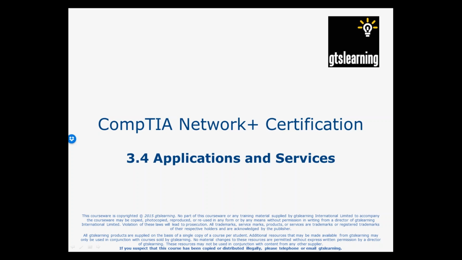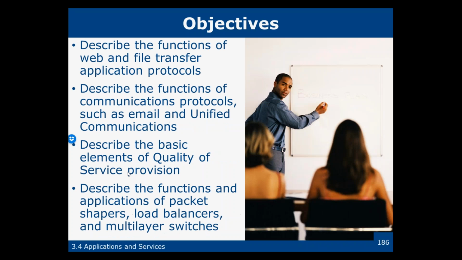So what we want to do in this one is look at applications and services. Applications are layer 7 of the OSI model. And when we look at these things, the objectives here describe the functions of web and file transfer protocols, describe the functions of communications protocols such as email and unified communications.